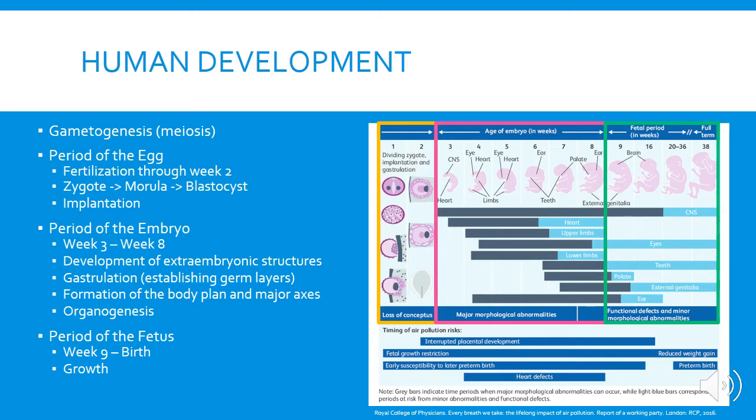The first part that we're going to talk about is gametogenesis, which actually, of course, occurs before conception. And this is the process of forming eggs and sperm, and we'll go over that in our next lecture.